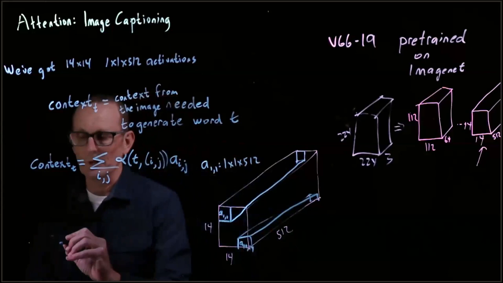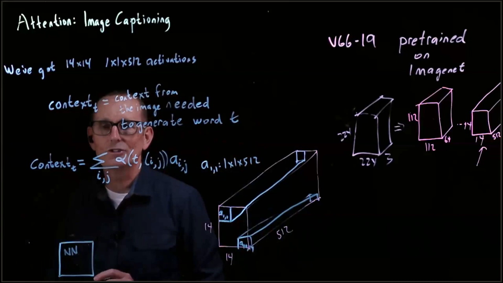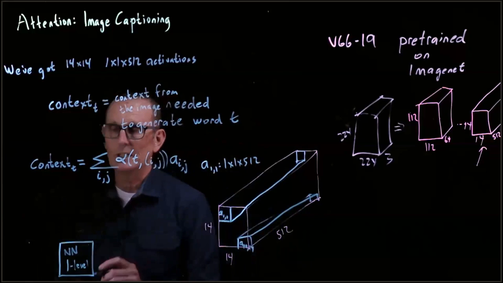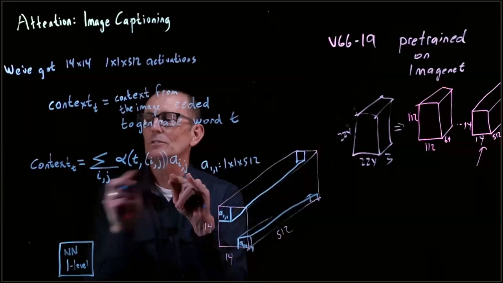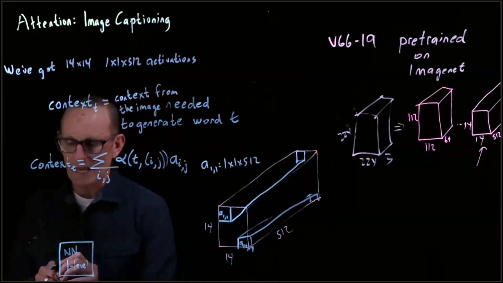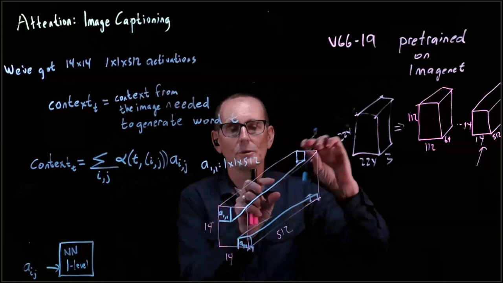So we are going to have a neural network. This neural network is going to be shallow, so it's a one-level neural network. And we are going to feed in two things that are of importance to decide whether A sub ij is going to be useful for generating word T. The one thing that we'll feed in will be A sub ij itself. So we'll feed in this 1 by 1 by 512. We'll go through, of course, and do each of them, but for a particular ij, we're going to feed in one of these.